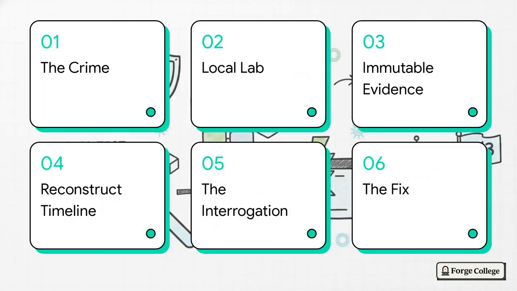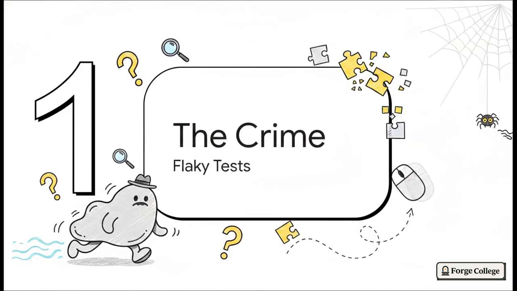To get us there, here is our detective's roadmap for closing the case. We'll start with 1, the crime, flaky tests. Then move on to 2, securing the local lab. 3, immutable evidence. 4, reconstructing timeline. 5, the interrogation. And finally, 6, the fix. All right, let's start with Section 1, the crime, flaky tests.